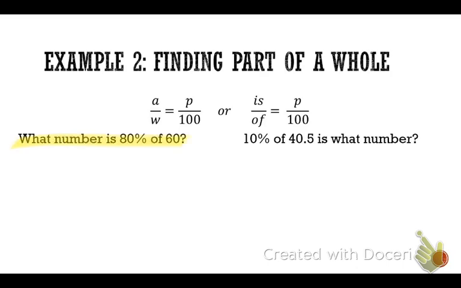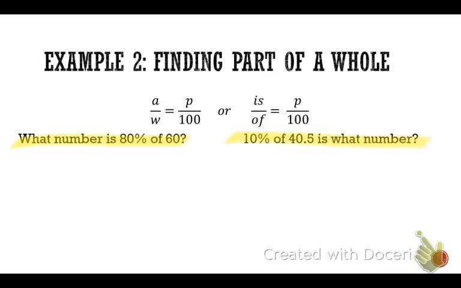Okay, don't these statements look pretty similar? Except now, let's read them. It says, what number is 80% of 60? So now I'm solving for a different part of the same proportion. Now I know my percentage, and I'm solving for is. It says what number is. I don't know it. All right, so let's use the same formula.